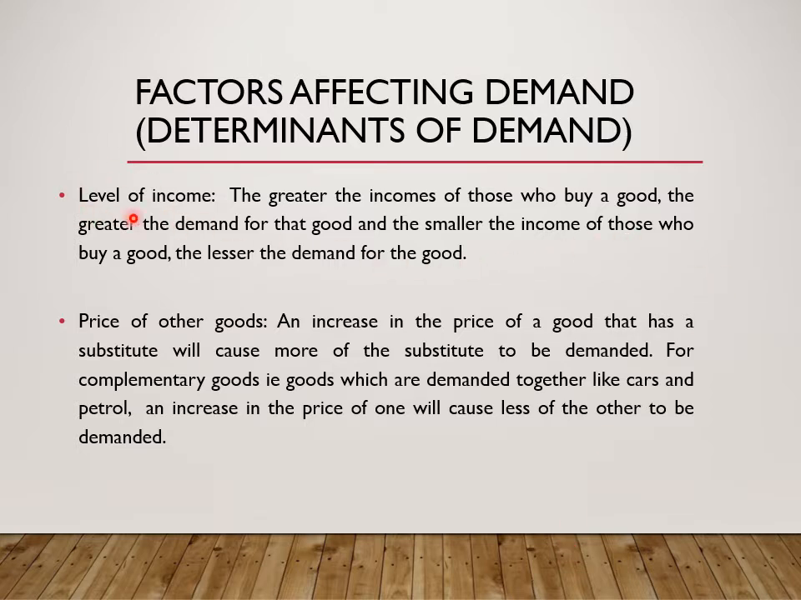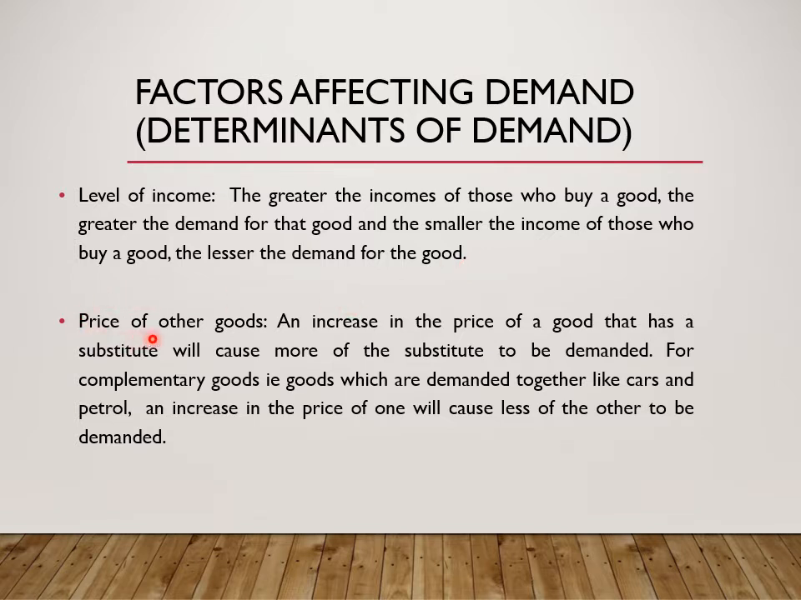The first determinant is the level of income. If those who buy a good have a lot of income, they will tend to buy more of that good. And if those who buy a good have a small income, they will tend to buy a small quantity of that good. So we say that the greater the incomes of those who buy a good, the greater the demand for that good. And the smaller the income of those who buy a good, the lesser the demand for the good.